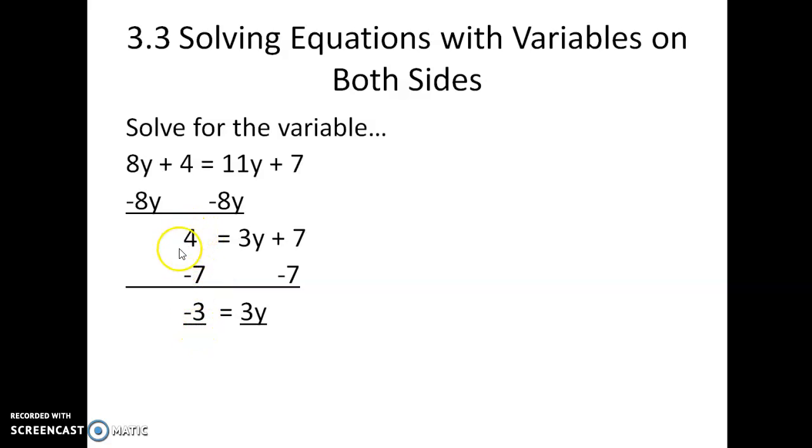Be careful here. This is a little different than the last one because this is 4 minus 7. 4 minus 7 is the same as saying 4 plus a negative 7. When I do that, I have different signs, so I have to take the difference and take the sign of the larger absolute number. So negative 3 is what I'm left with over here. Negative 3 equals 3y. I divide both sides by 3, and I get y equals negative 1.